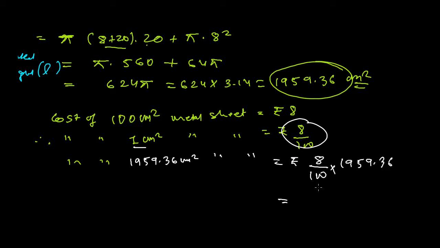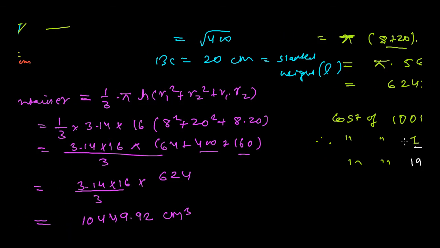And I'm going to use the calculator. It's going to be 1959.36 times 8 divided by 100. It's going to be 156.74 rupees, right? This is our answer. This is the cost of the metal sheet we need to make that container.